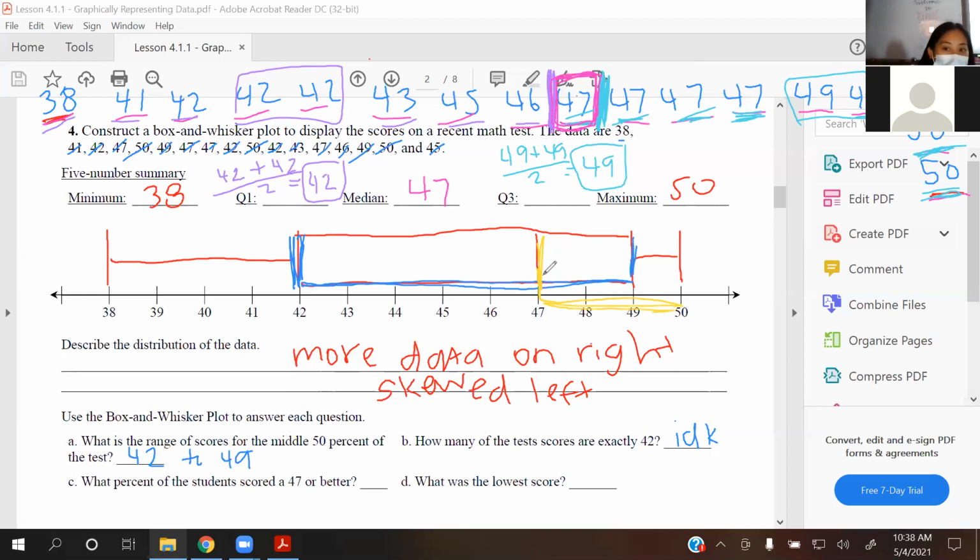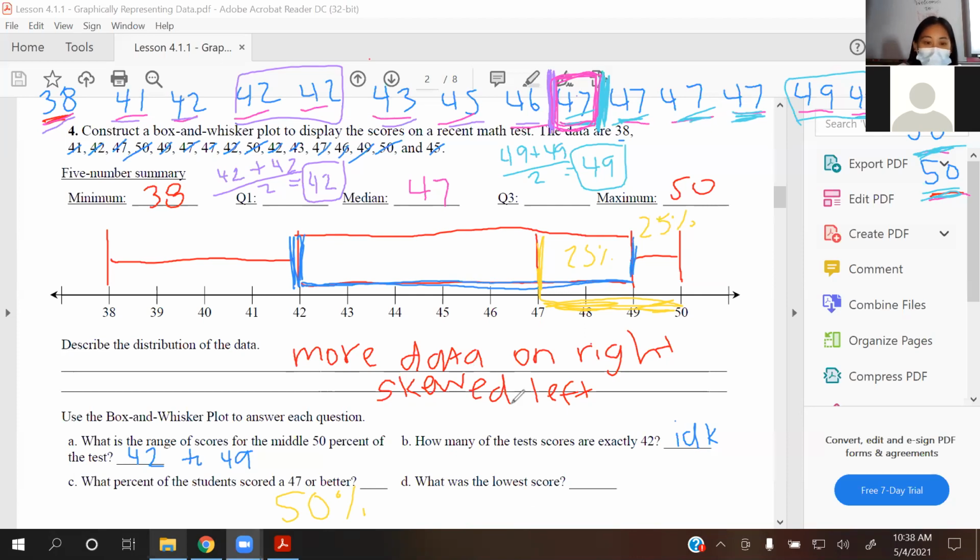So remember, each of these are 25%, right? This is 25%. This is also 25%. So if we want the percent of students who scored a 47 or better, that includes two sections. Each of those sections is 25. So 25 plus 25 is 50. So this is 50% of students scored a 47 or better, which is great. On a test that's out of 50, that's a great score.